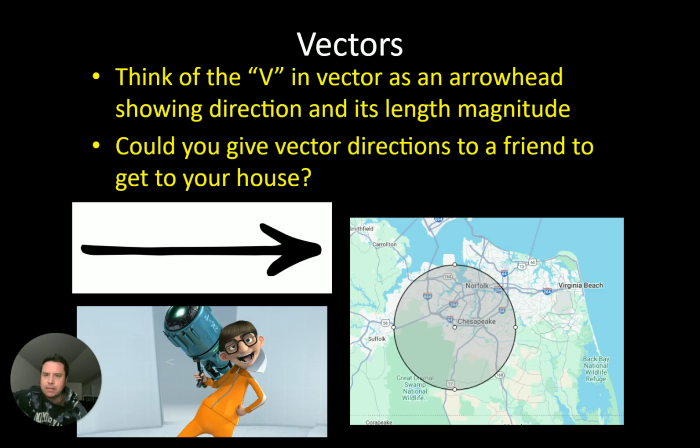Vectors are going to be a little more telling, specifically with the direction. So they're arrows. Think of the V in vector as the arrow.